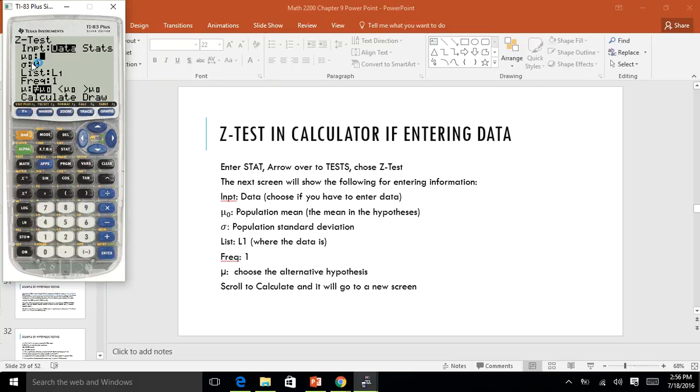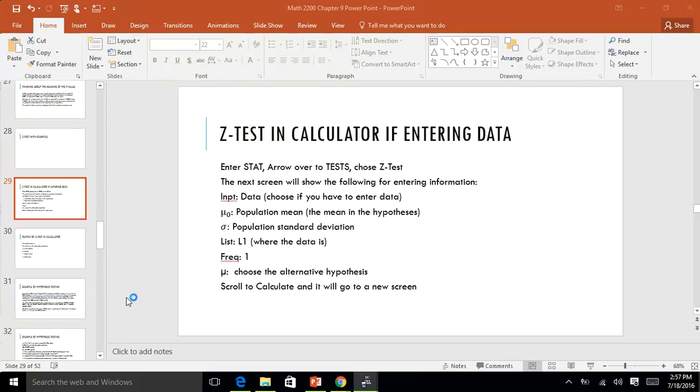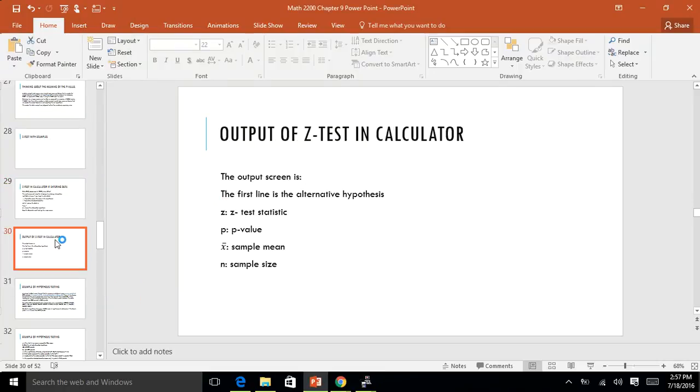The first thing under data is the population mean, and that will be given to you in the problem. The next is the population standard deviation. Again, that should be given to you in the problem because for a z-test, you have to have the population standard deviation. List is L1. Frequency is 1, and then you pick your alternative hypothesis, and then you hit calculate.